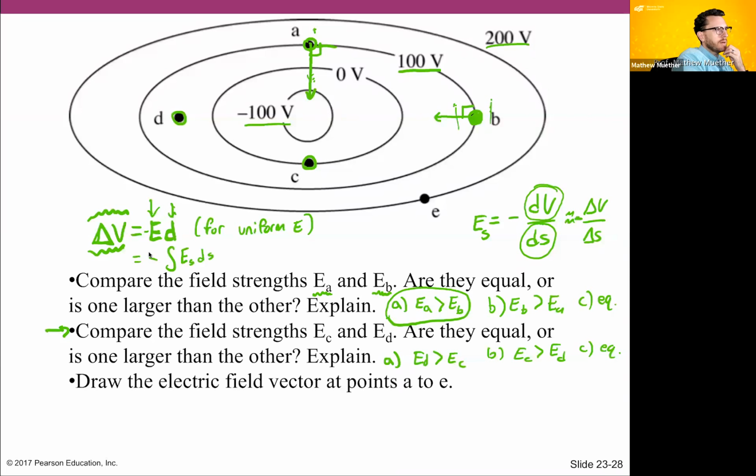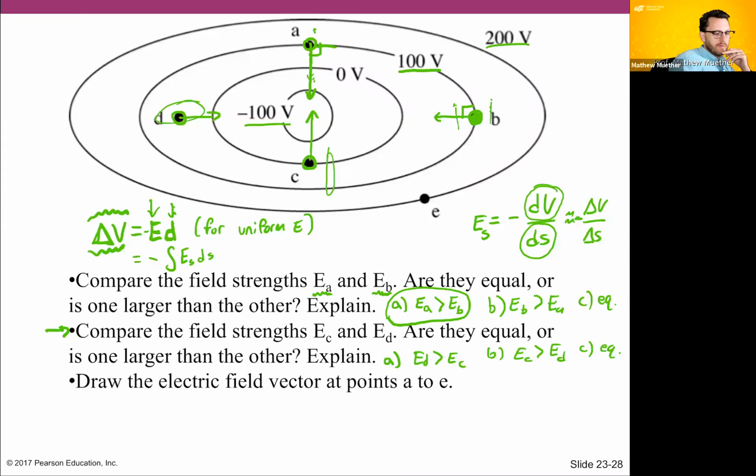Okay, I'm going to end the poll. So most of you selected B, which is the correct answer. Right? The field lines are more tightly packed here than out here. So this one is going to point radially inwards. This one's also going to point radially inwards, but have a larger magnitude.